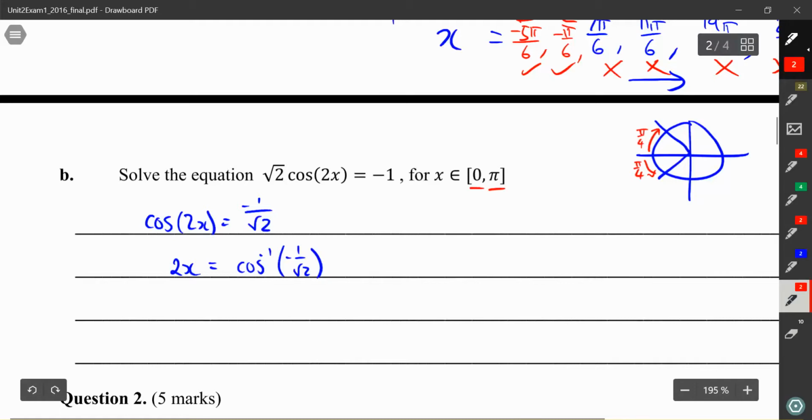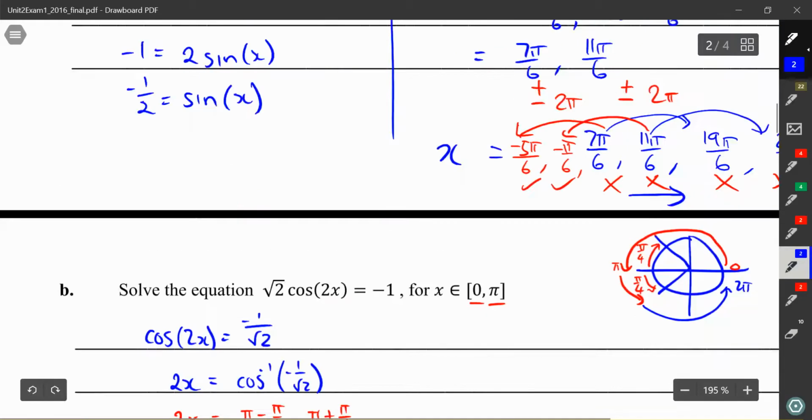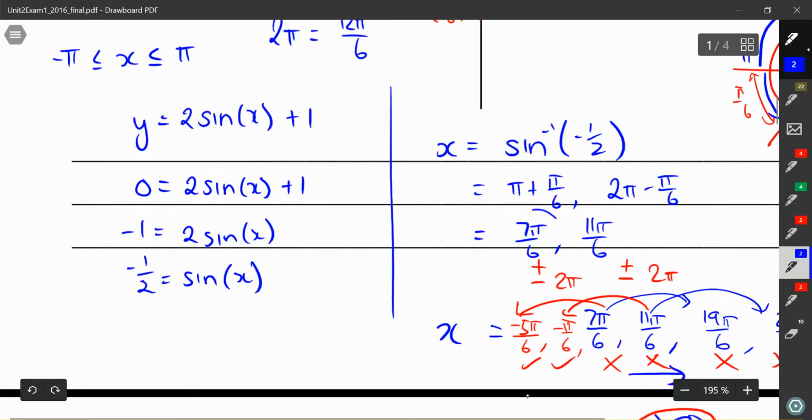So answering the question, if I started at 0 and I go all the way here, I get to pi. But I hit my first solution just short of pi. So writing out my solutions here, 2x is equal to pi subtract pi on 4, and the other one is an extra pi on 4, so pi plus pi on 4. Get your first two answers before you finish at 2 pi. So here are my first two solutions, just like how I did up here.